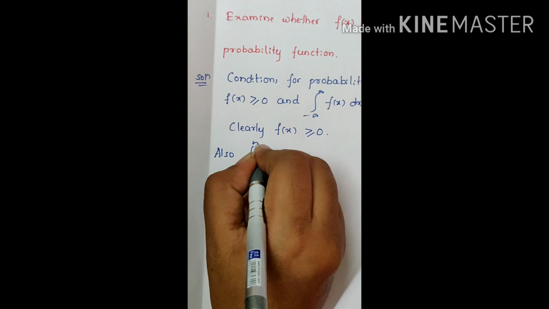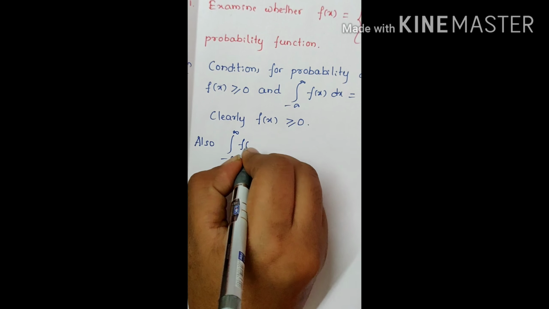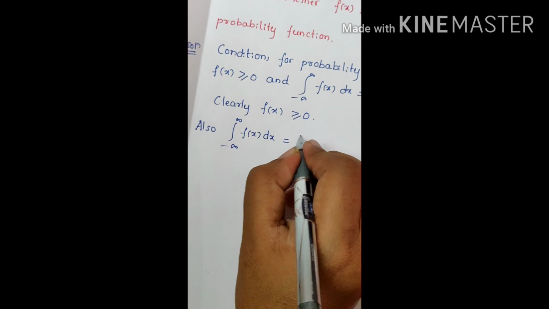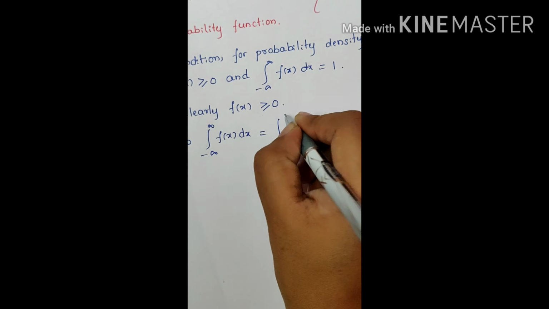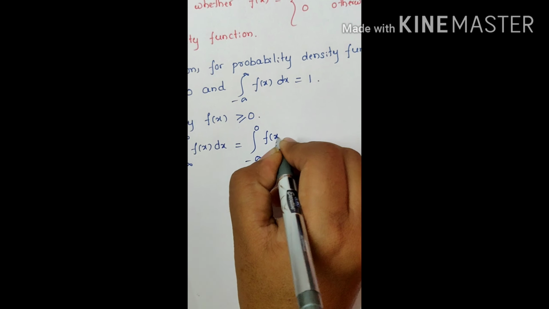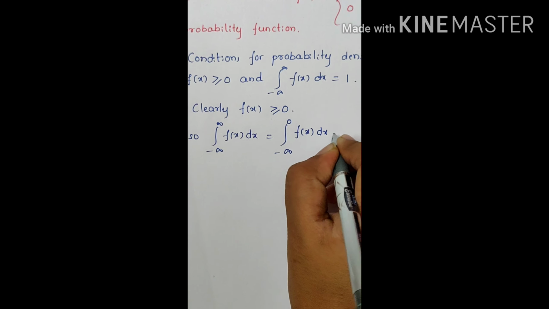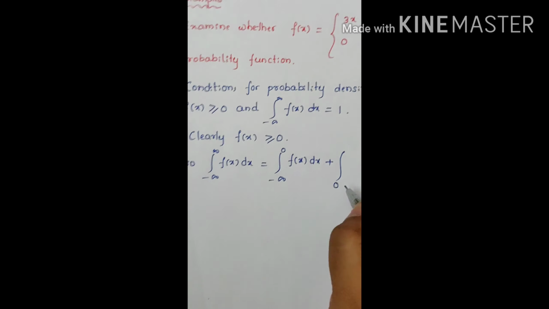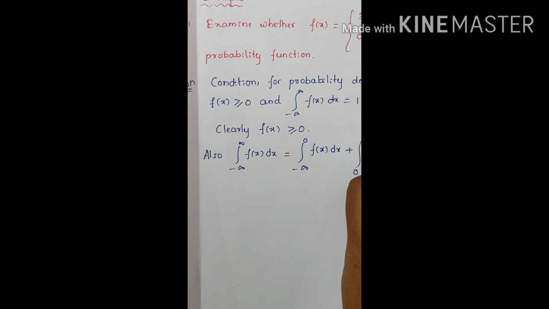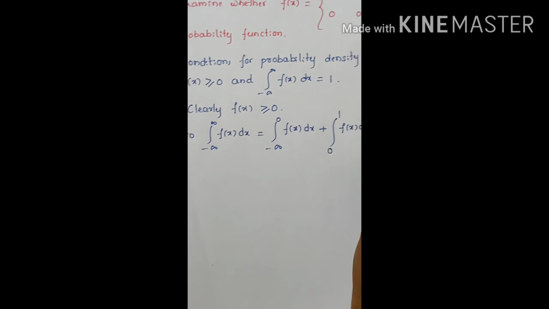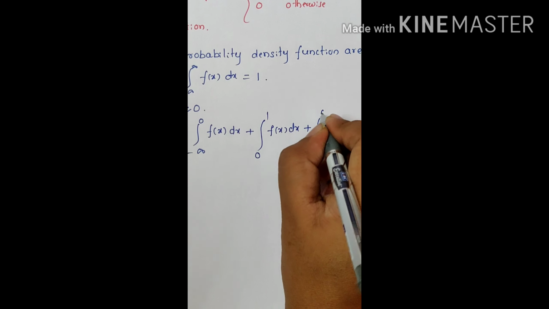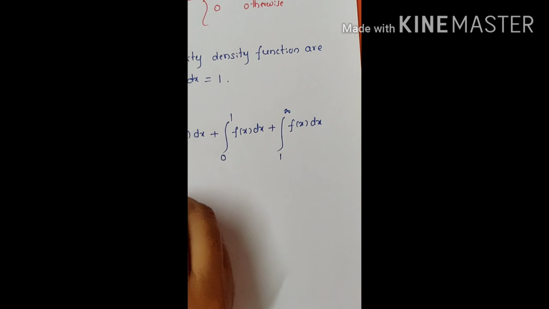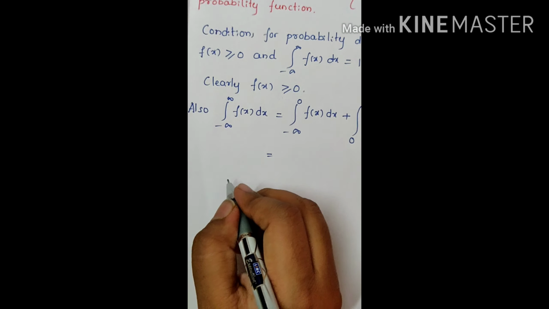Now also, the integral from minus infinity to plus infinity of f of x dx is equal to the integration from minus infinity to 0 of f of x dx, plus 0 to 1 of f of x dx, plus integration from 1 to infinity of f of x dx. Now go on substituting respective values.